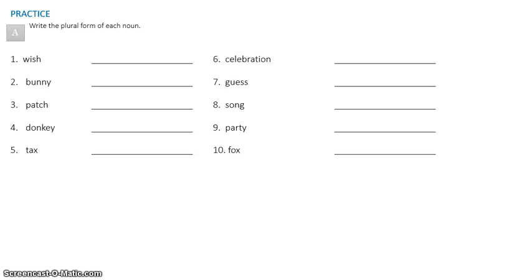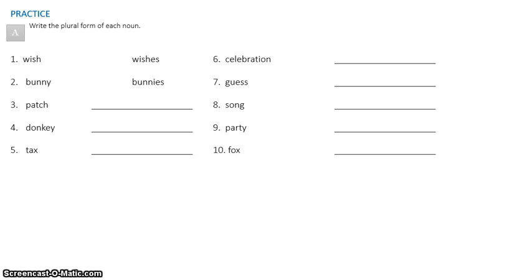All right, now that you have finished your 1 through 10, let's see if you spelled them correctly. Number 1 is wish. You're going to change it to wishes. W-I-S-H-E-S. Number 2, bunny. I see there's a Y. I look at the letter right before the Y. It's an N. So I'm going to change the Y to an I and add ES.